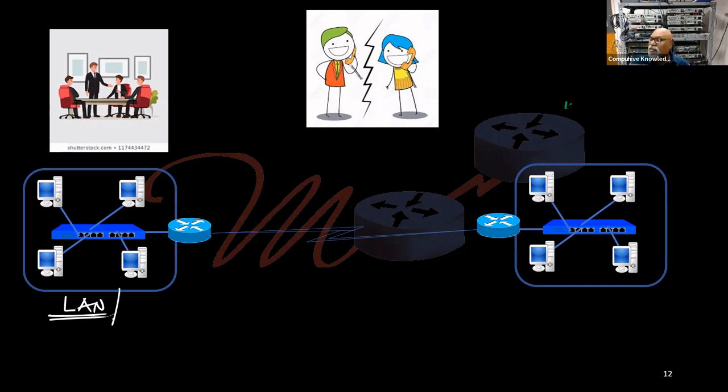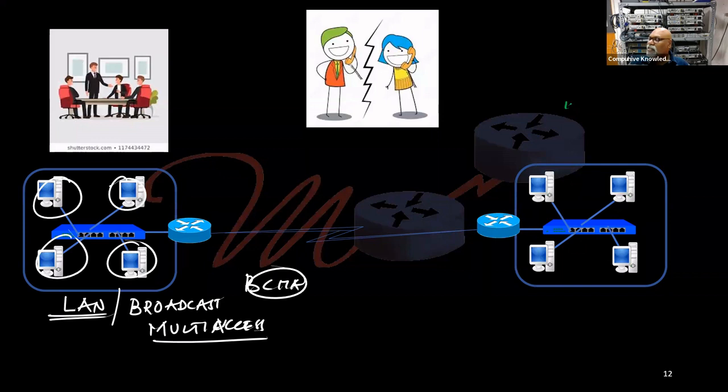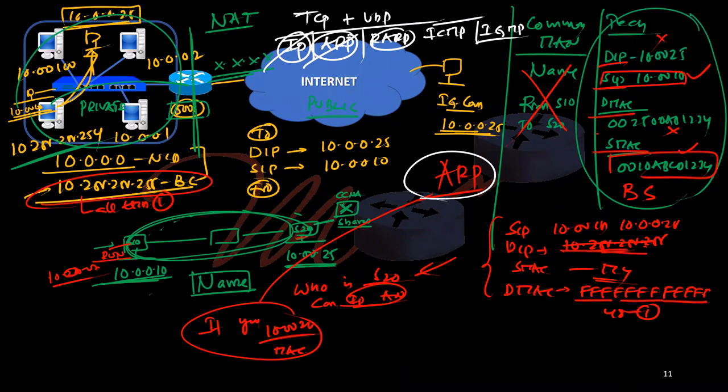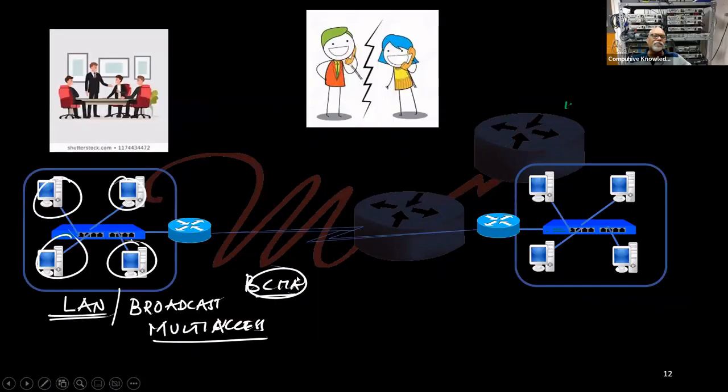For you, this is broadcast multi-access. Broadcast multi-access. Multiple systems access each other through broadcast. Without broadcast, communication will not happen. Either you have to find out the IP address or you have to find out the MAC address. You will not have them handy. Do you think, if you have 500 systems, every system will remember every MAC address? No, sir. They don't know. They will find out. That is why a LAN is called broadcast multi-access.